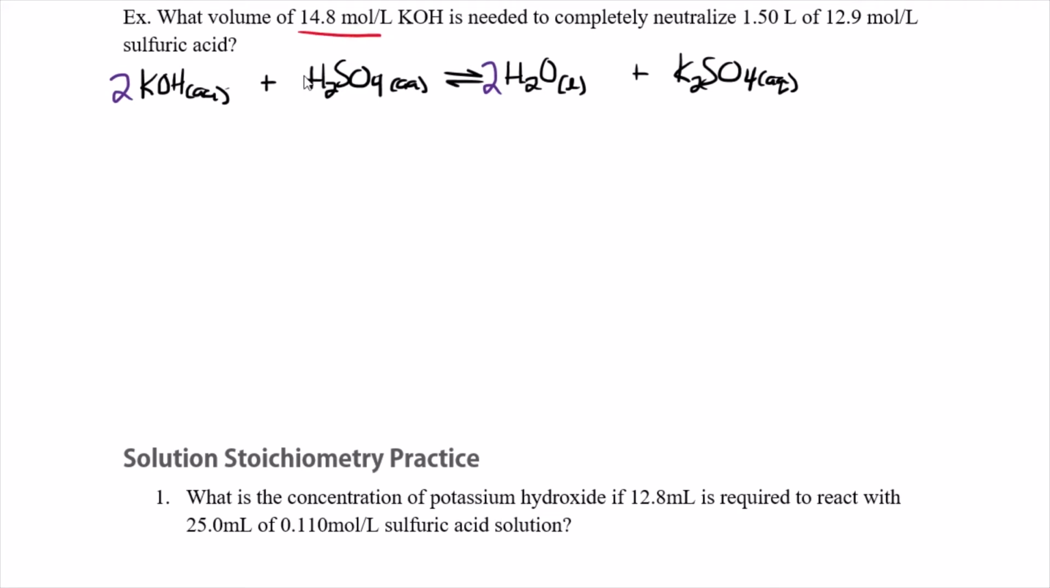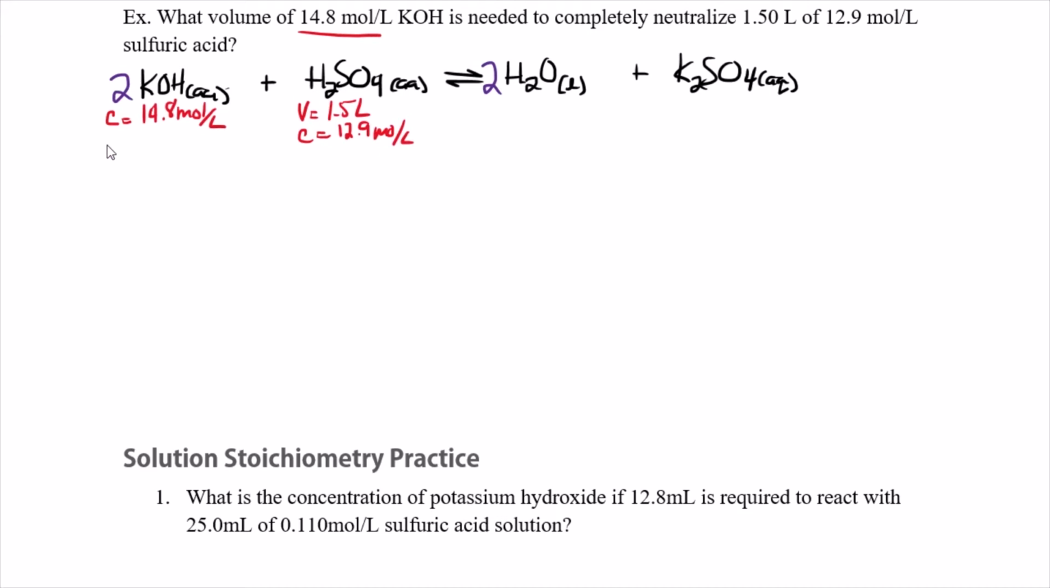Now let's write the information that I have. 14.8 mole per liter potassium hydroxide. So that's my concentration. 14.8 mole per liter. That's all I know about it. And I want to know what volume is needed to completely neutralize 1.5 liters. So that's a volume of 12.9 mole per liter sulfuric acid.